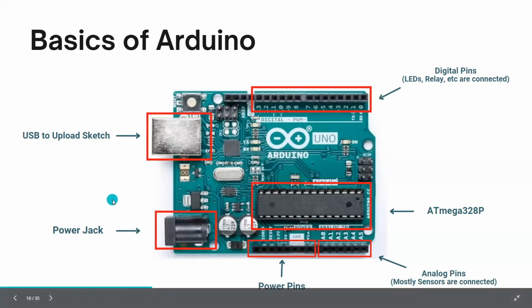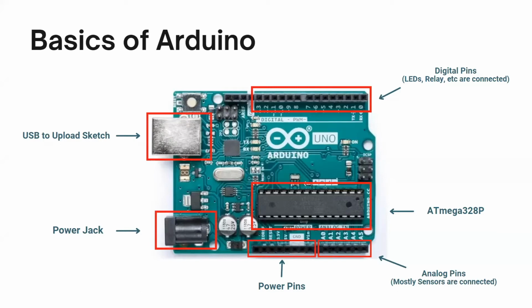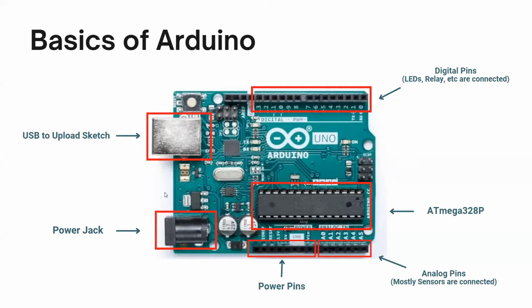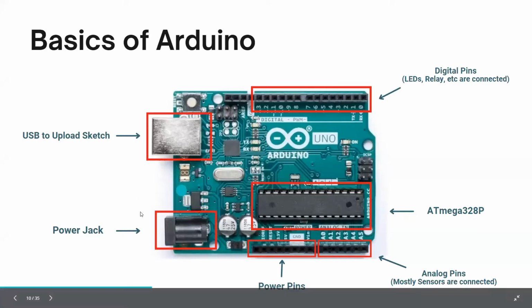And this is the power jack. Every time we don't need to upload the program. Once the program is uploaded, it is stored in the board. So you can give power from any other source. You can connect your charger or use 9 volt batteries or whatever it is, and give it power from an external supply.